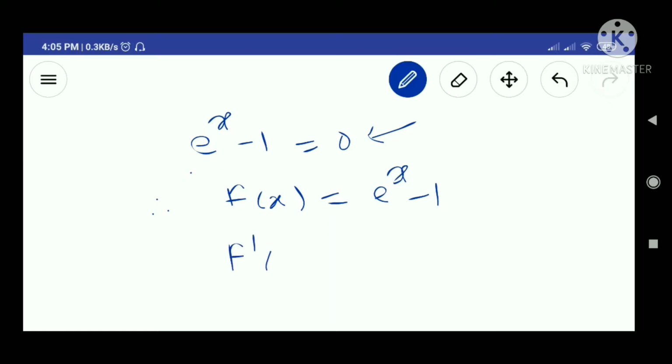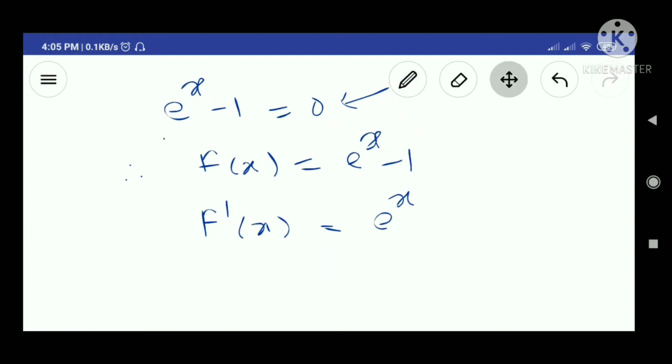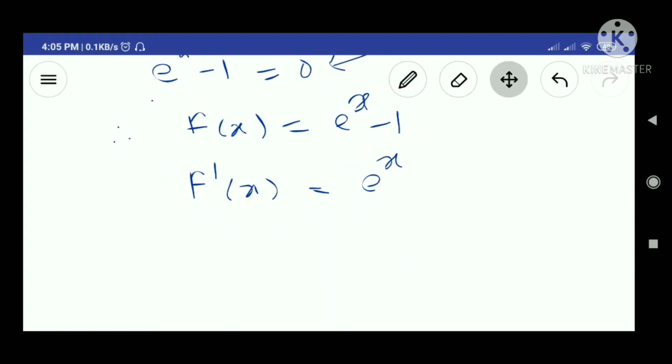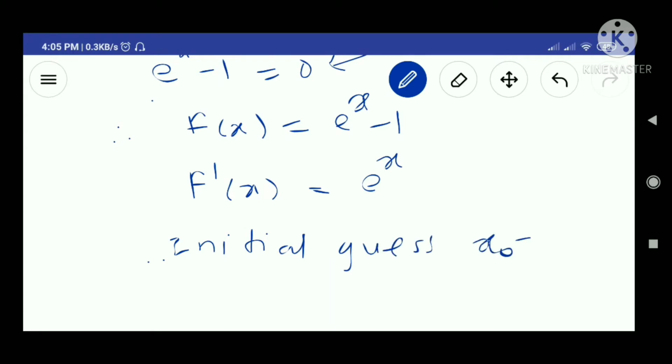Now find the derivative f dash of x. The derivative of e raised to x will be e raised to x, and the derivative of minus 1 is 0, so I am ignoring that term. So this is f of x, and this is f dash of x. Now what is the initial guess? The guess is also given. Initial guess x0 is equal to minus 1.